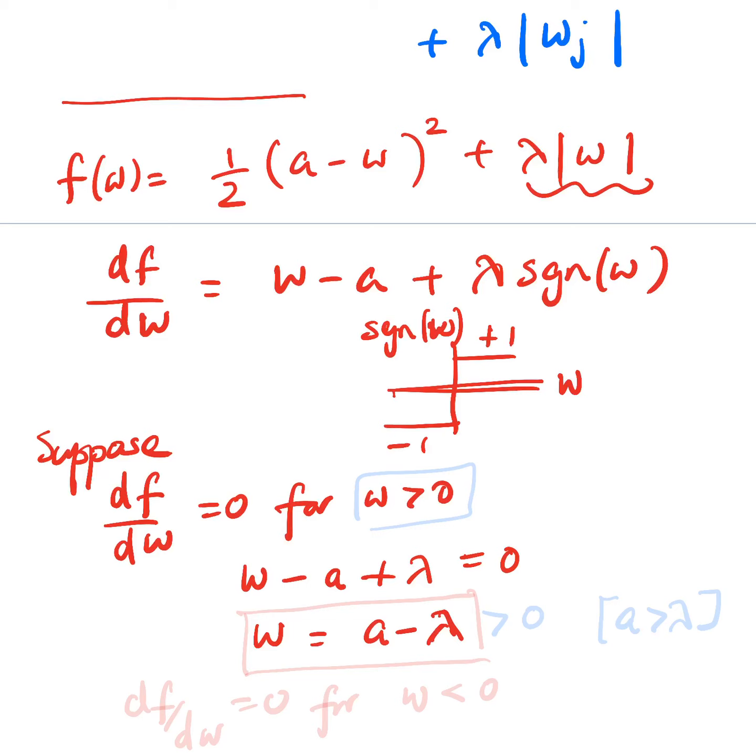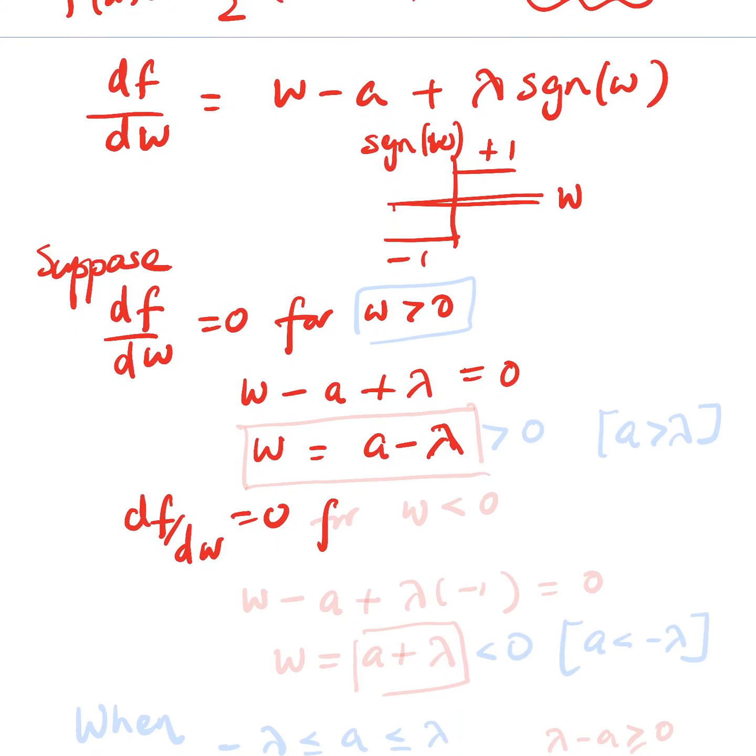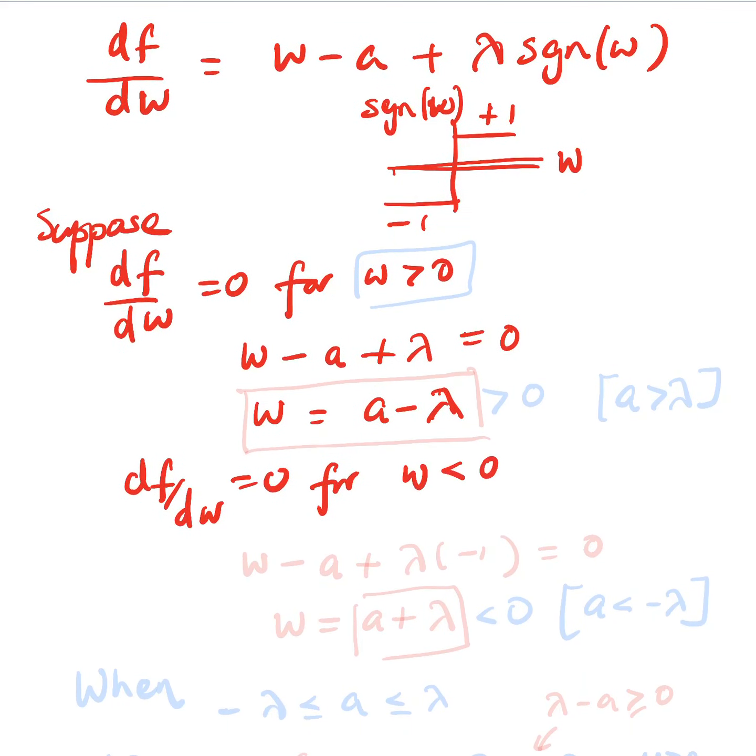So I'm shrinking w in some way. Similarly, let's assume df by dw equals 0 for w less than 0. In this case, I have w minus a plus lambda times sine of w, which is now minus 1, so this is equal to 0. So w is going to be equal to a plus lambda. And remember that in this case, by assumption, w is less than 0.